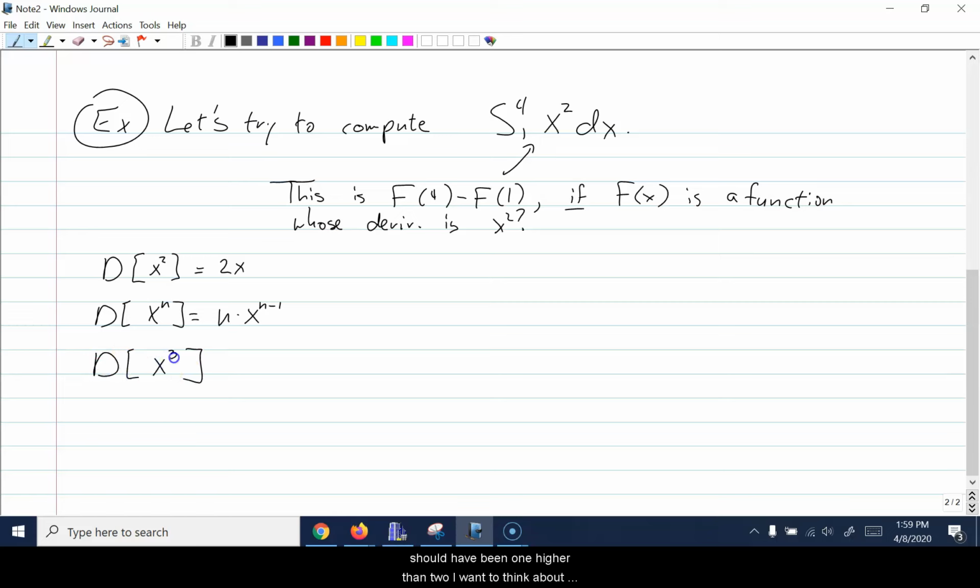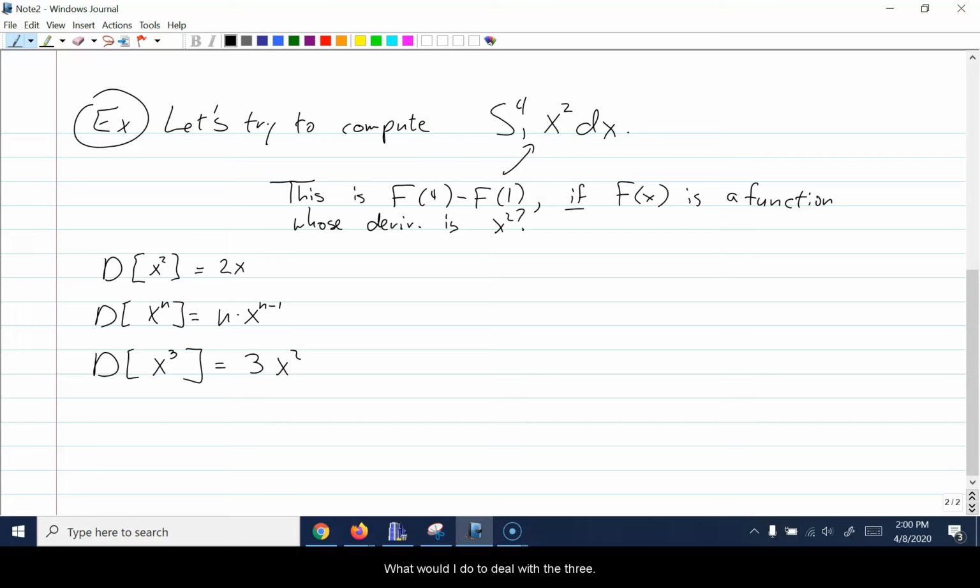I want to think about x cubed. What's the derivative of x cubed? The derivative of x cubed is 3x squared. I'm good at derivatives. I can look at that and just write it down, which is almost x squared, what I want. It's not quite x squared because there's a 3 out front.